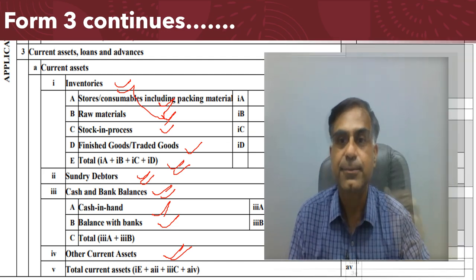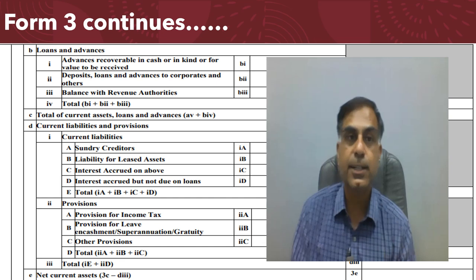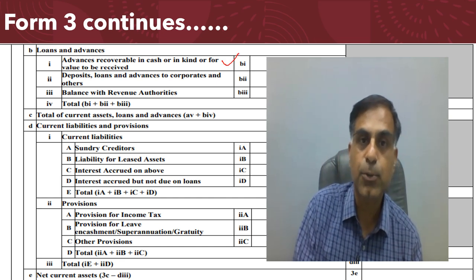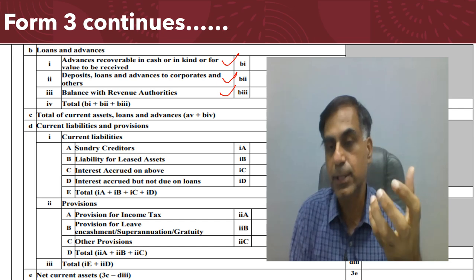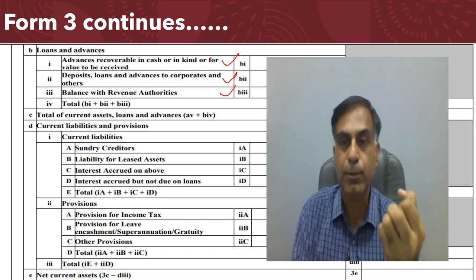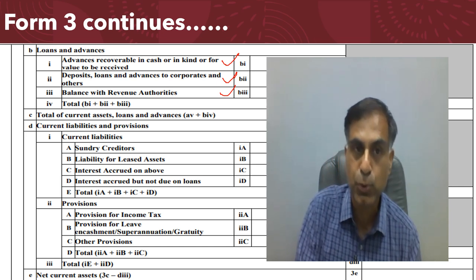In addition to the current assets, you may have given certain loans and advances, or you may have balances with the authorities, like a refund which you are claiming from GST or the income tax department. Those could be shown here.